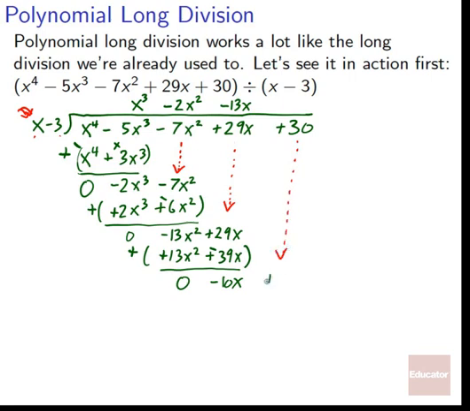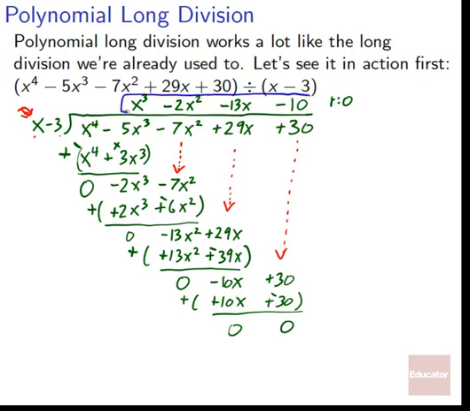Once again, we bring down the 30. So we get plus 30 here. And now how many times does x go into negative 10x? x goes in negative 10 times, so negative 10 times x minus 3 is negative 10x plus 30. We subtract this whole thing, we distribute that, and we get 0 and 0. So we wind up having a remainder of 0, which is to say it goes in evenly. So we now have x cubed minus 2x squared minus 13x minus 10 left over after we divide out x minus 3.